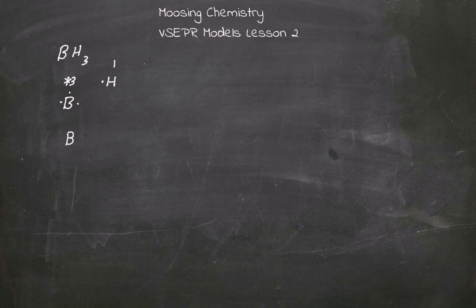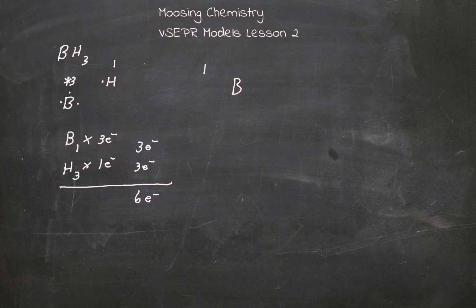So we have 1 boron atom with 3 valence electrons. We have 3 hydrogen atoms, each with 1 valence electron. So now when we add this up, we have 3 electrons here, and we have 3 electrons here. This gives us a total of 6 valence electrons. So we're going to put boron in the center because it's least electronegative, plus it has 3 docking ports.